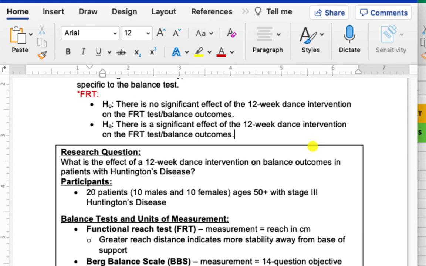The other thing that I want to point out is that, again, this is a two-tailed test, so we're only interested if there is a change. We're not interested to say that, you know, the 12-week intervention will lead to a significant improvement in balance outcomes. We don't identify a direction. Okay, so there is a change or there's no change.